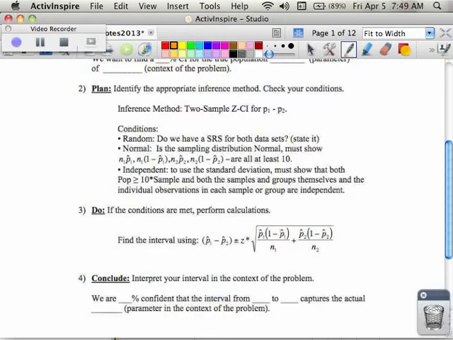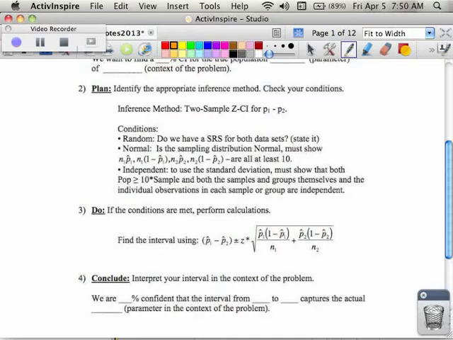As usual, you have four parts. Besides saying the test that you're going to do, you're going to talk about the random sample. When you're talking about sampling distributions being normal, now since you have two different proportions, you have to show that both of those proportions are normal. And then for independence, you're going to show that the population is 10 times your sample as usual.